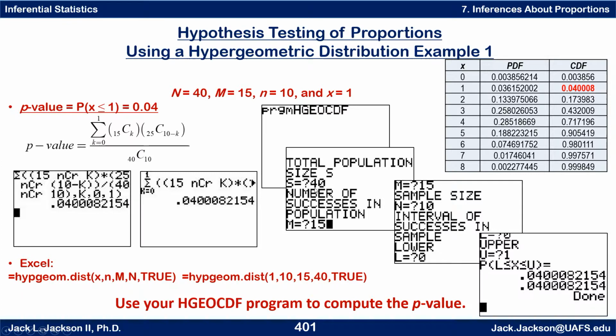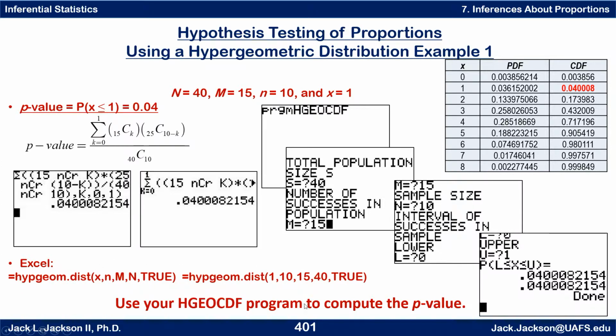We tell it the total population size is 40, the number of successes in the population is 15, the sample size is 10, and we want to go from a lower of 0 to an upper of 1 and find the probability between those inclusive, and it gives us an answer of 0.04.